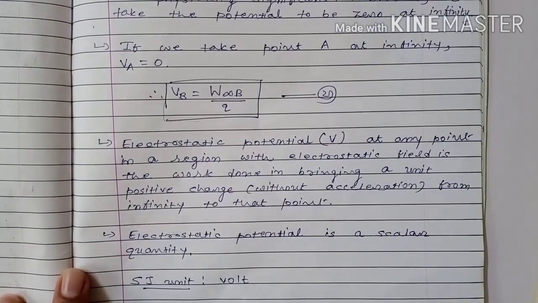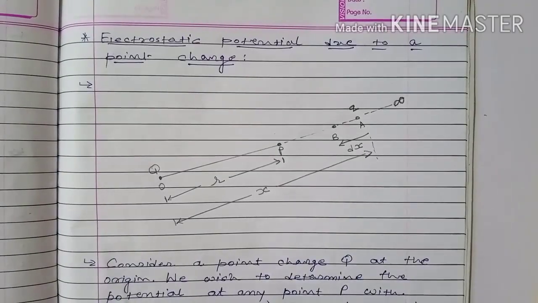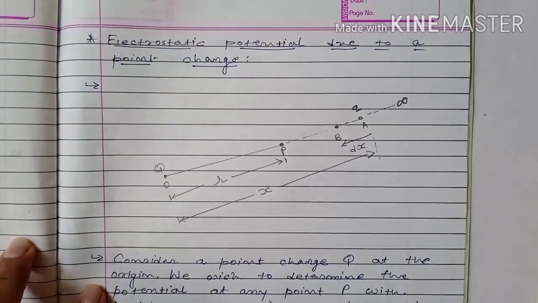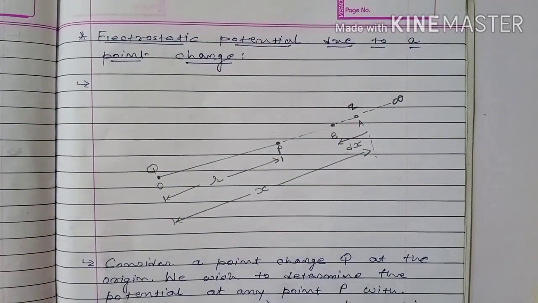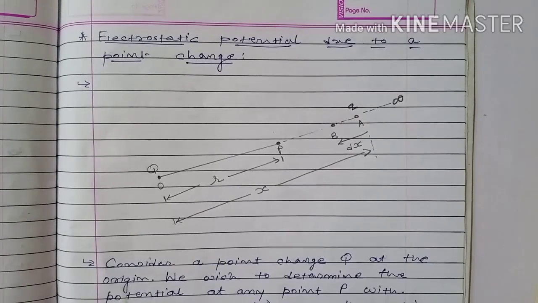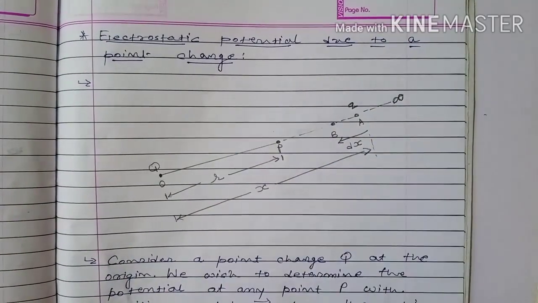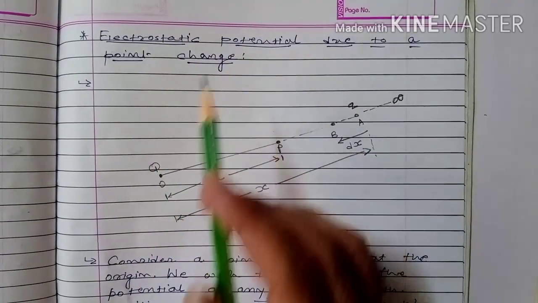Now one important topic of this chapter: electrostatic potential due to a point charge. In chapter number 1, we found electric field due to a point charge. In this chapter, we will find electrostatic potential due to a point charge.